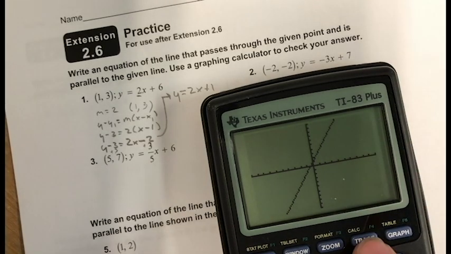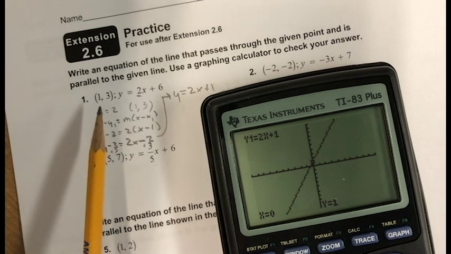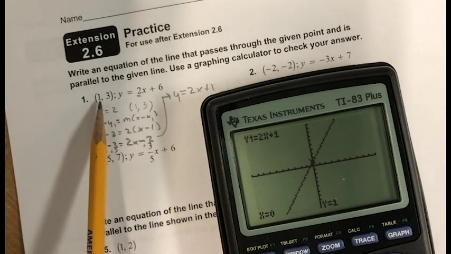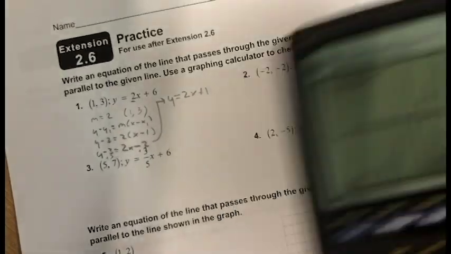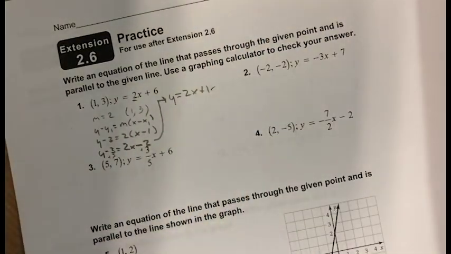So what I'm going to do is go to trace, and I know that if my equation is correct, if I plug 1 in, I should get 3. So I'm going to hit 1, hit enter, and I get 3. So it is correct. It is good.